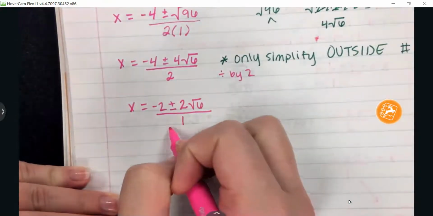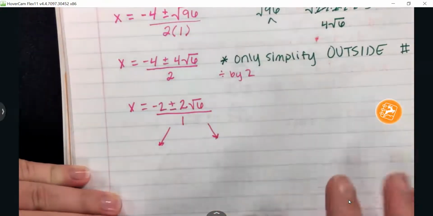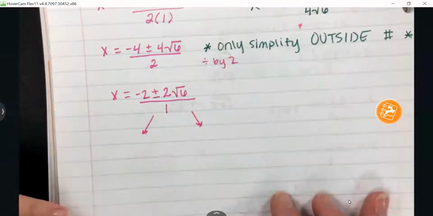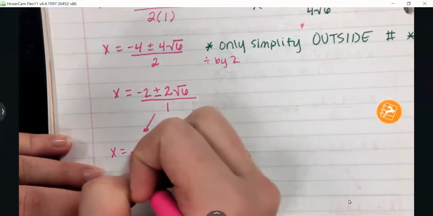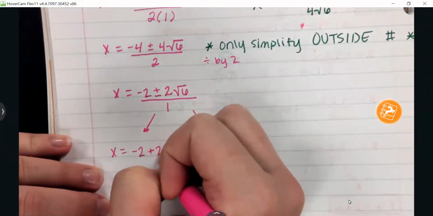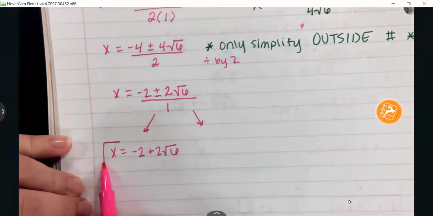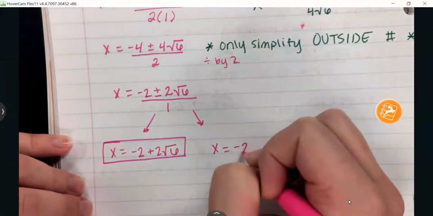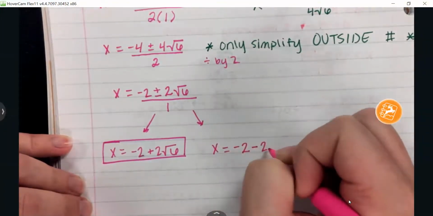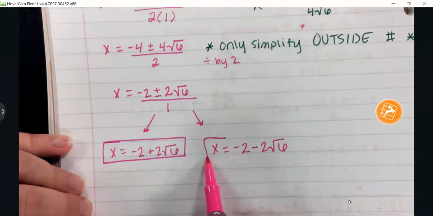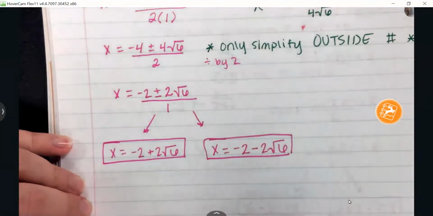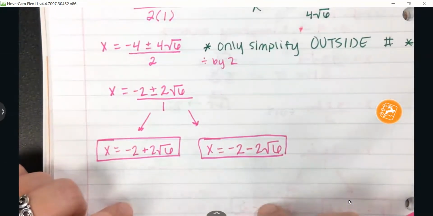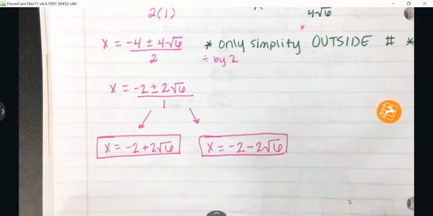So when I write my 2 equations, because that's what we set up here, my discriminant told me we had 2 solutions. My first solution is going to say negative 2 plus 2 square roots of 6. What is my second equation going to say? Negative 2 minus 2 square roots of 6. How do I know these are real solutions? There's no i, so they are real solutions.